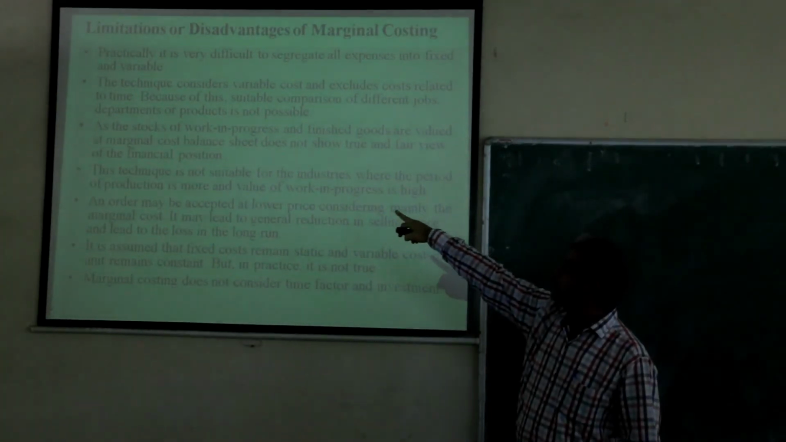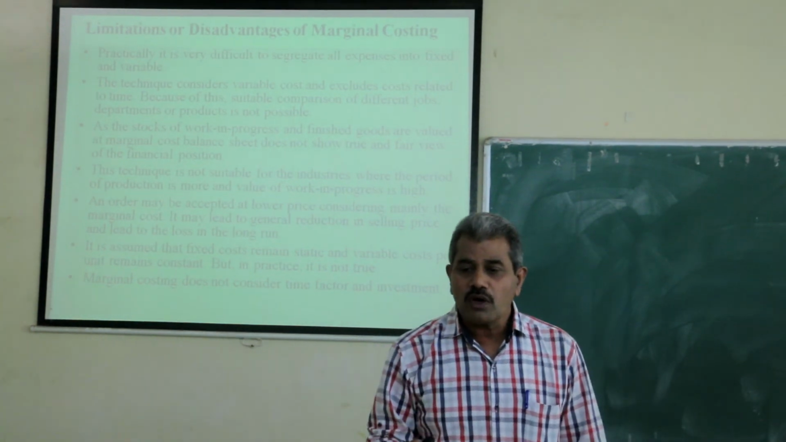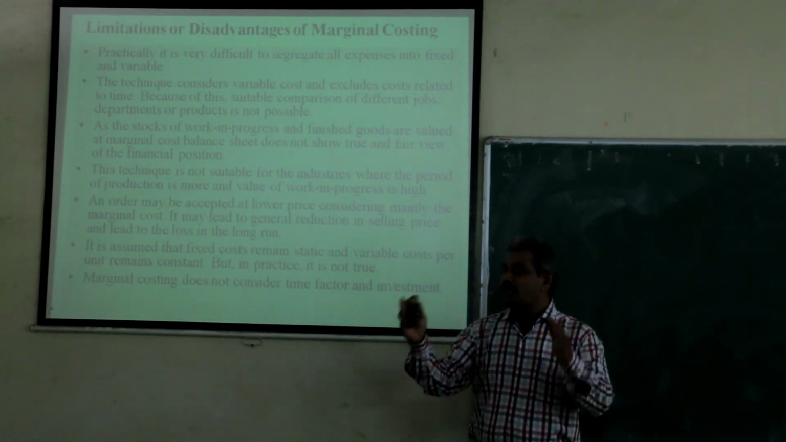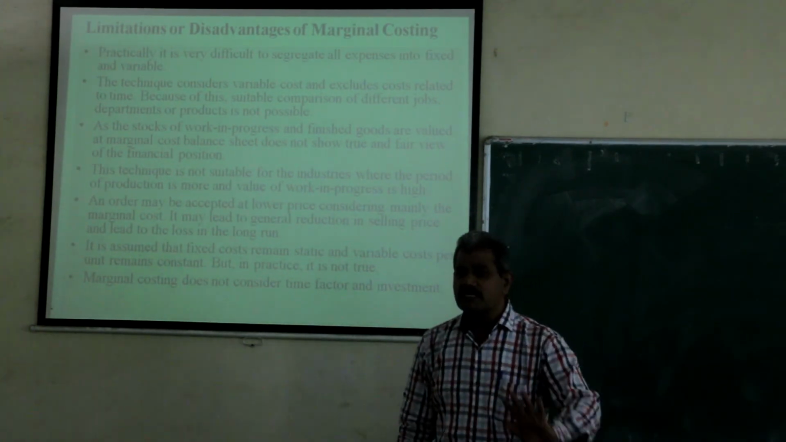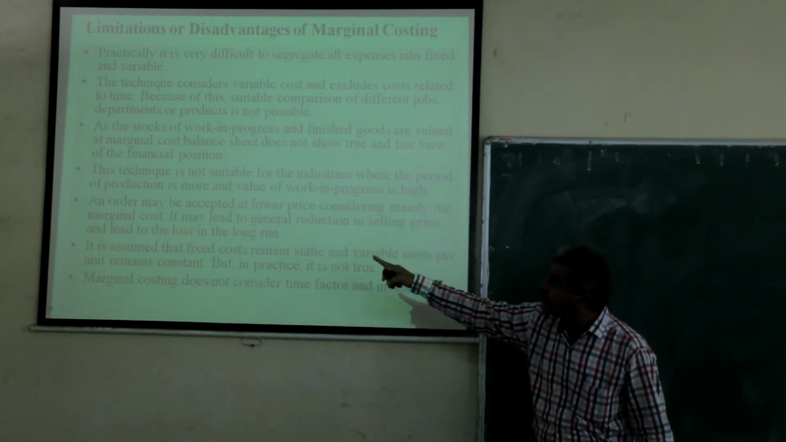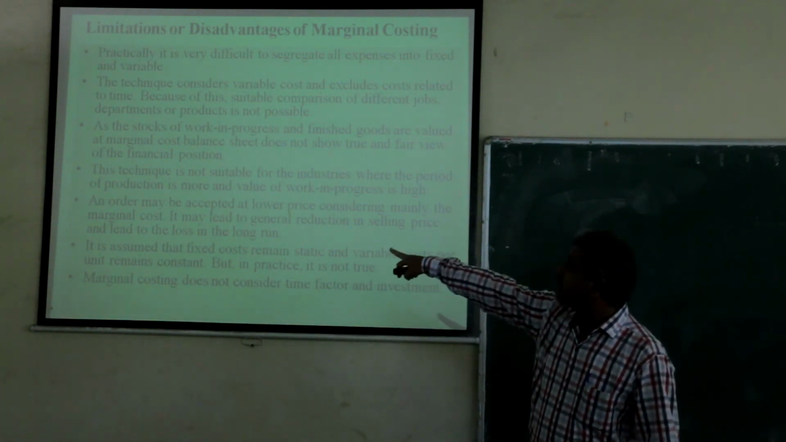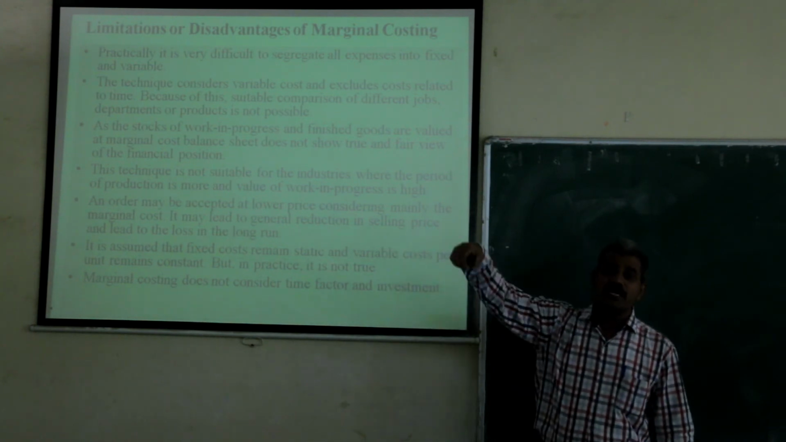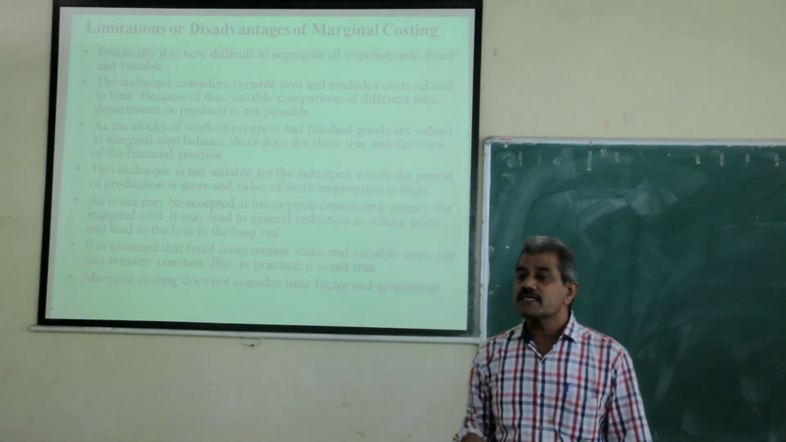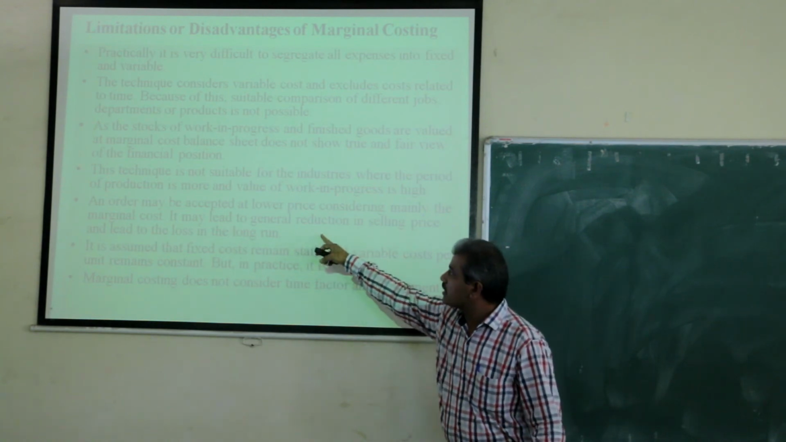As the stock of work in progress or stock of finished goods is valued on the basis of variable cost, the balance sheet will not show a true and fair view of the value of the stock, because fixed cost is excluded here. Next, this technique is not suitable for industries where the period of production is long and the value of work in progress is high. An order may be accepted at a lower price because we are considering here only the variable cost. But if we accept the order on the basis of variable cost, it may lead to a general reduction in the selling price.